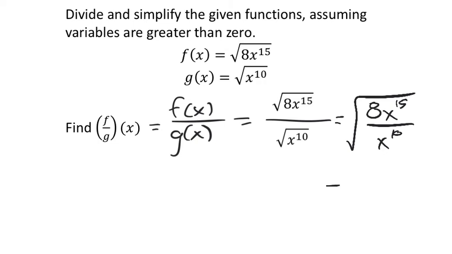So what does this mean? Well, I can't do anything with a, but I can do something with the x's, right? So I got x to the power of, really, I'm going to take x to the power of 15 and then subtract the 10 because we're dividing those bases. And so it ends up being just x to the power of 5. Okay, so again, like I said, I can't do anything with the x, so I got the square root of 8x to the power of 5.